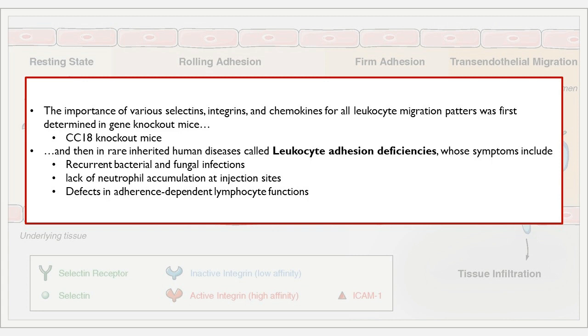And then later on, we found out that there are humans that had rare inherited diseases that also had this gene missing. This disease is called leukocyte adhesion deficiencies. And as we can imagine, if the cells are unable to migrate into tissues, a whole host of symptoms can occur, such as recurrent bacterial and fungal infections, because they don't have the cells necessary. They have the cells necessary, just those cells are ineffective in getting to the sites of inflammation to work effectively. A lack of neutrophil accumulation at injection sites, and then defects in adherence-dependent lymphocyte functions.